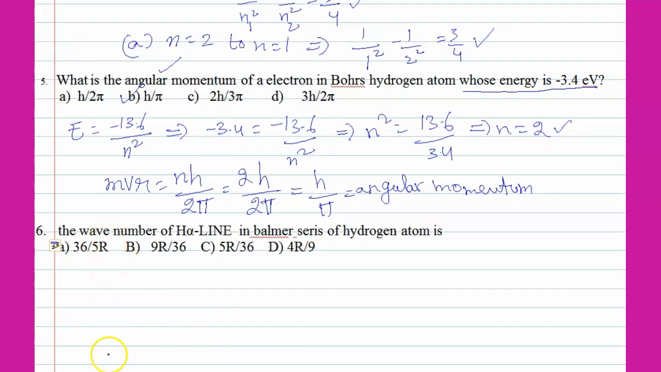The wave number of the H alpha line in Balmer series is. Here students, we know the wave number formula. This is a direct formula students actually. So nu bar equal to R_H into 1 by n1 square minus 1 by n2 square. So they mentioned the H alpha line.